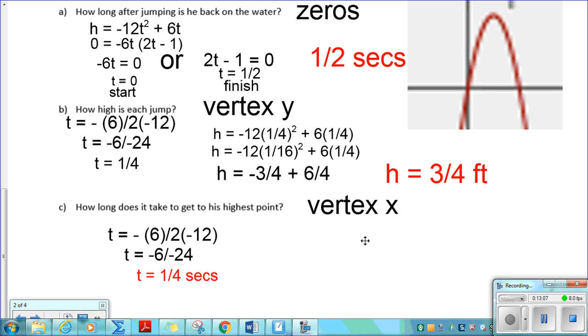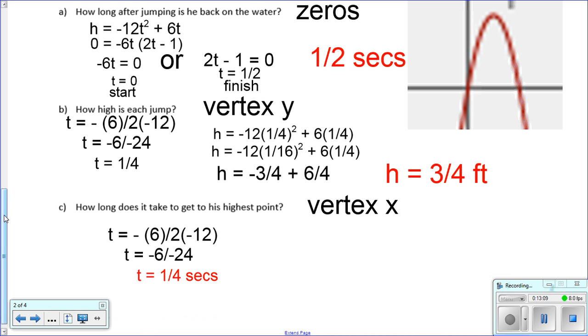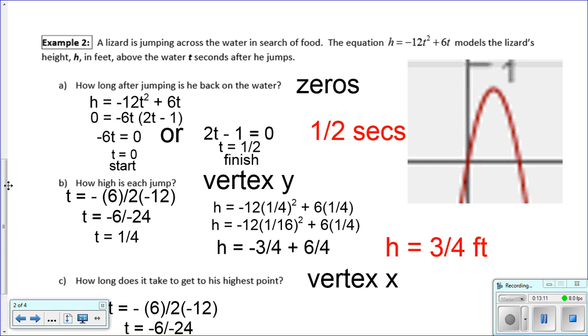Okay? So, the first question asked, how long after jumping is he back on the water? Or, like I said, we're trying to find the zeros. So here we have h equals negative 12t squared plus 6t. First thing we need to do is factor so we can get the zeros. We set it equal to 0, but we need to factor it.